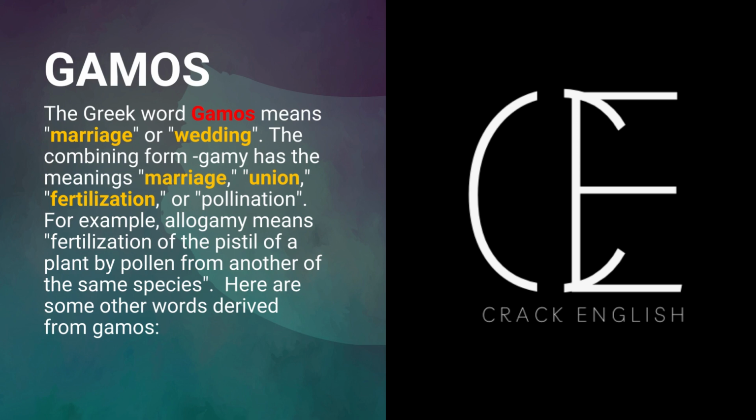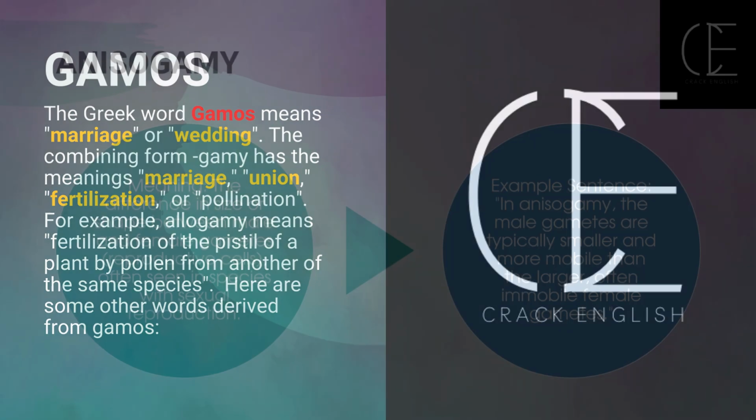Gamos. The Greek word gamos means marriage or wedding. The combining form gamo has the meanings marriage, union, fertilization, or pollination. For example, allogamy means fertilization of the pistil of a plant by pollen from another of the same species. Here are some other words derived from gamos.